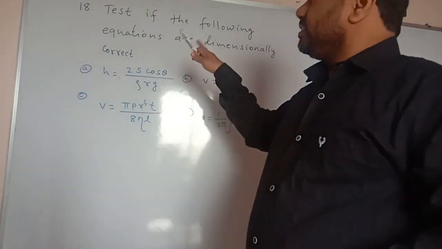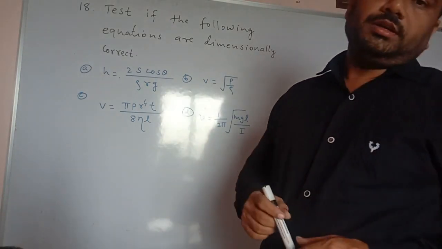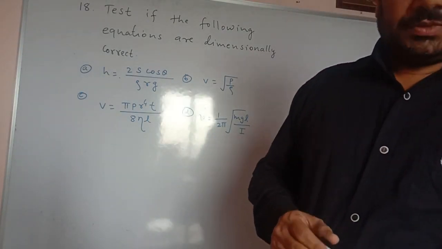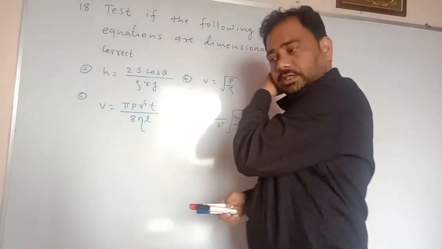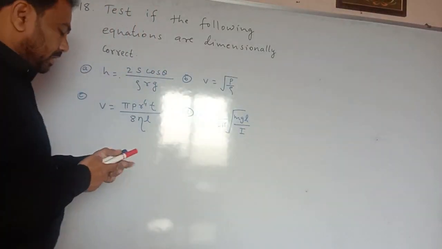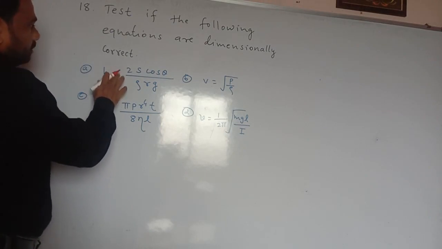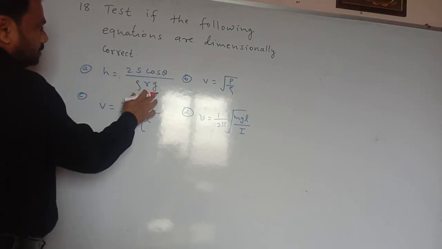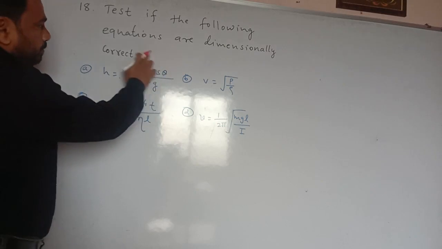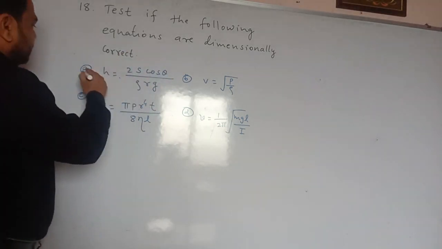See here, we are discussing problem number 18, which is taken from the S. C. Verma textbook. Some equations are on the whiteboard. The first equation is h = 2S cos θ / (r ρ g). We already proved it using dimensional analysis and it is correct.